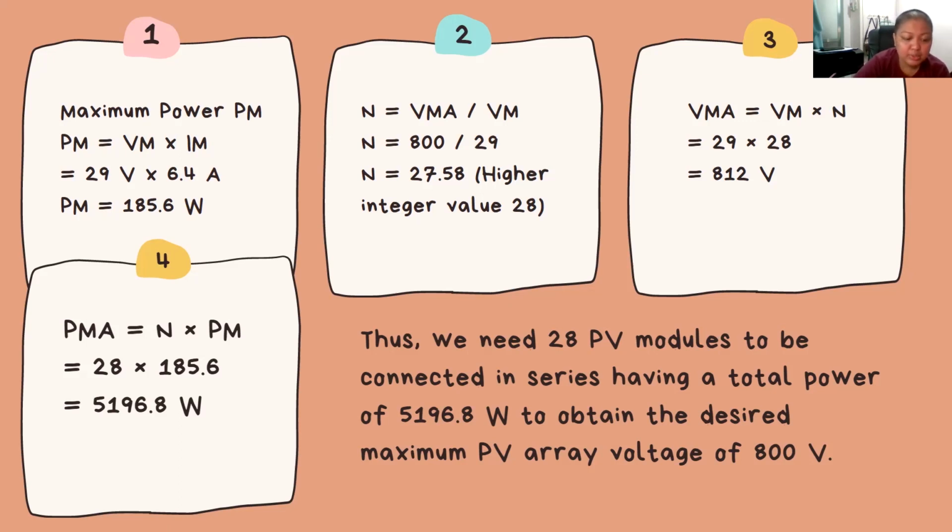Lastly, to calculate the total power of the PV array, we just need the maximum power, which is 185.6 watts, multiplied by the number of modules, 28. So we will get 5,196.8 watts. Thus, we need 28 photovoltaic modules to be connected in series, having a total power of 5,196.8 watts, to obtain the desired maximum photovoltaic array voltage of 800 volts.